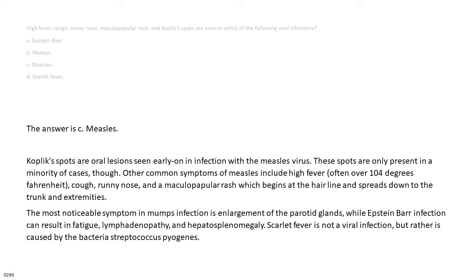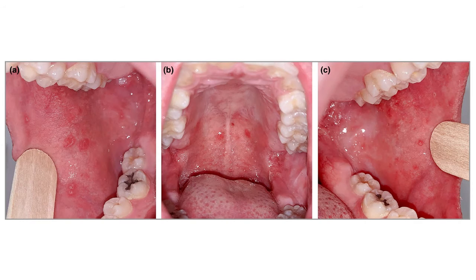The most noticeable symptom in mumps infection is enlargement of the parotid glands, while Epstein-Barr infection can result in fatigue, lymphadenopathy, and hepatosplenomegaly. Scarlet fever is not a viral infection, but rather is caused by the bacteria Streptococcus pyogenes.